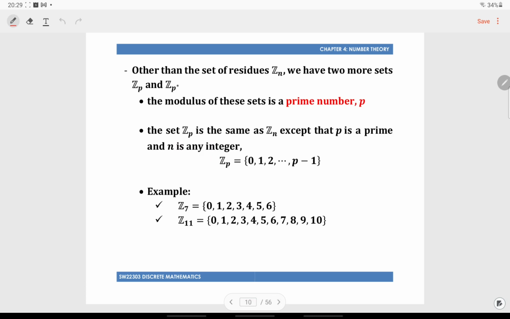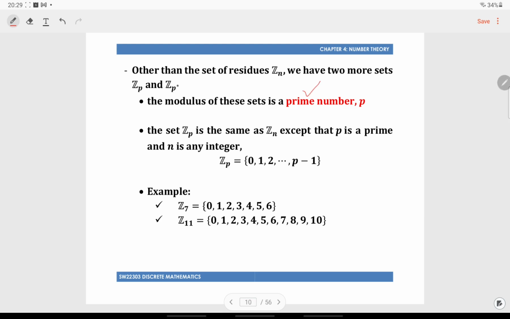Other than the set of residues Zn, we have two more sets, Zp and Zp star. What is the difference between Zn, Zp, and Zp star? For Zn, n, as I mentioned before, can be any natural number. Any natural number can be the integer n. But for Zp, we restrict the value of p only to prime numbers.